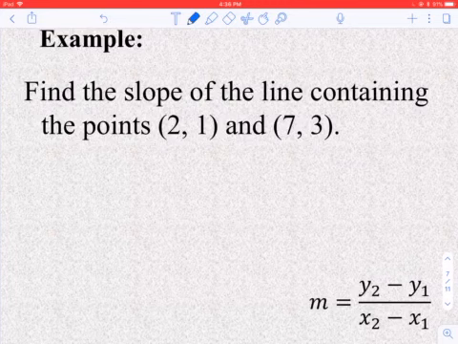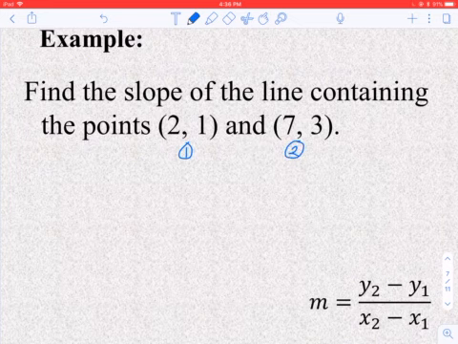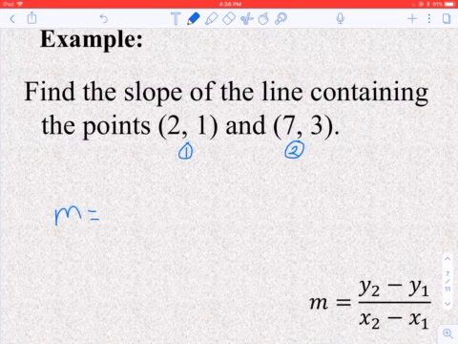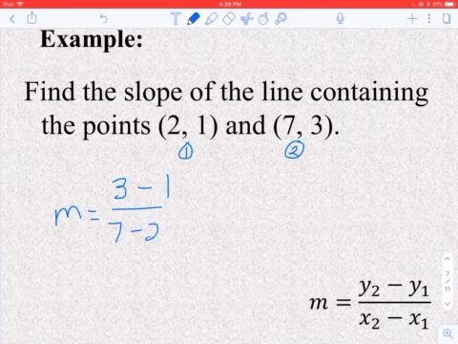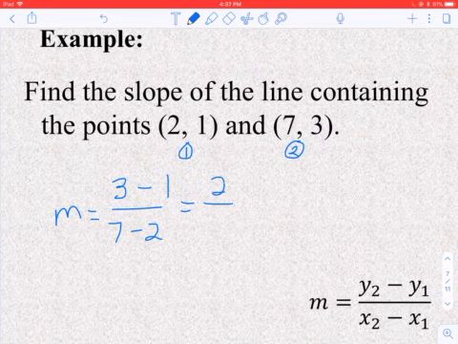So if I say that this is point 1 and this is point 2, my slope will be y2 minus y1. So I need to find the y values of this. So this is 3 minus 1 divided by, now I'm going to do the x values, 7 minus 2. So 3 minus 1 gives me 2, 7 minus 2 gives me 5. So my slope is 2/5.